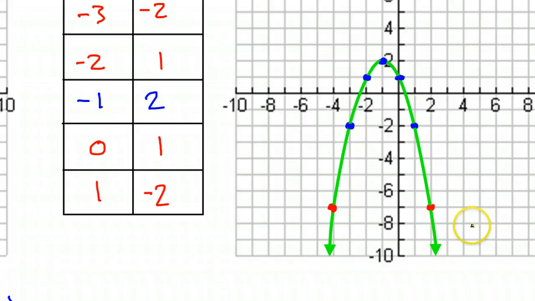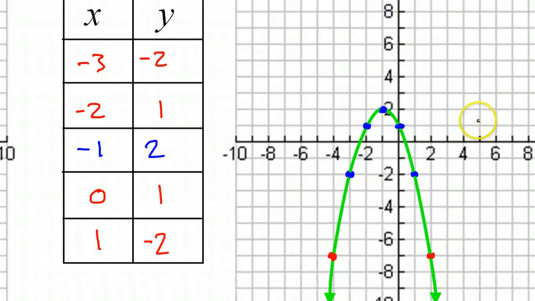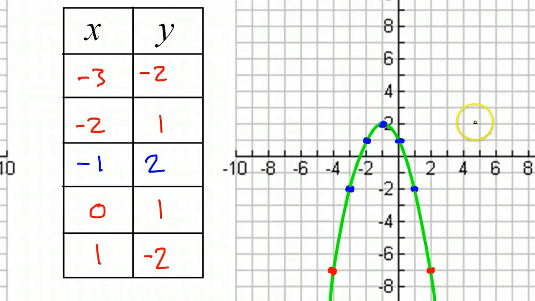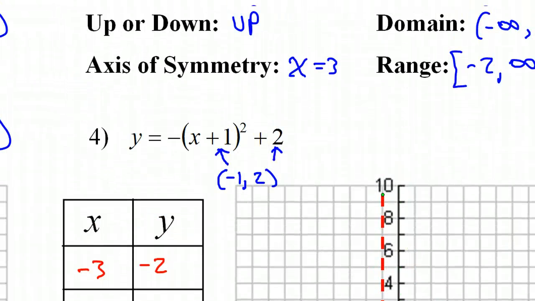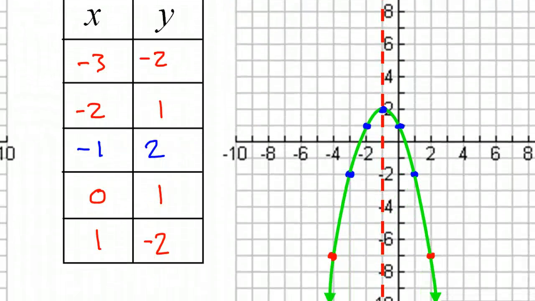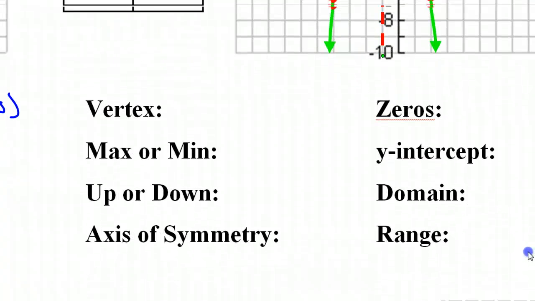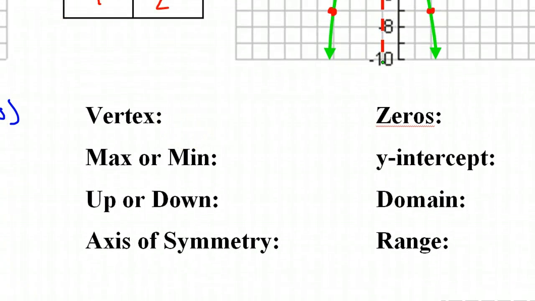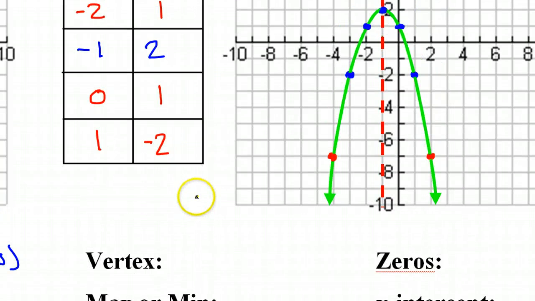Alright, so there's your parabola. Now would be a good time to go ahead and draw the axis of symmetry right down the middle. Alright, there's your axis of symmetry. So all that's left is to answer the questions that they gave us. So the vertex, we've had that since the very beginning, negative 1 comma 2.